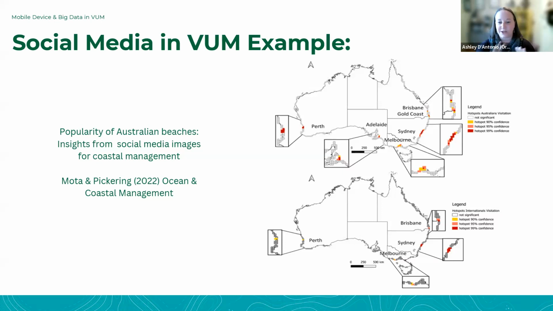So the red areas are more popular beaches, I know it's a little hard to see, and the areas that are in that lighter yellow are less popular. So it's not an exact use count. It's not what we can really do with social media, but it's an idea of relative use levels that we can compare across sites.